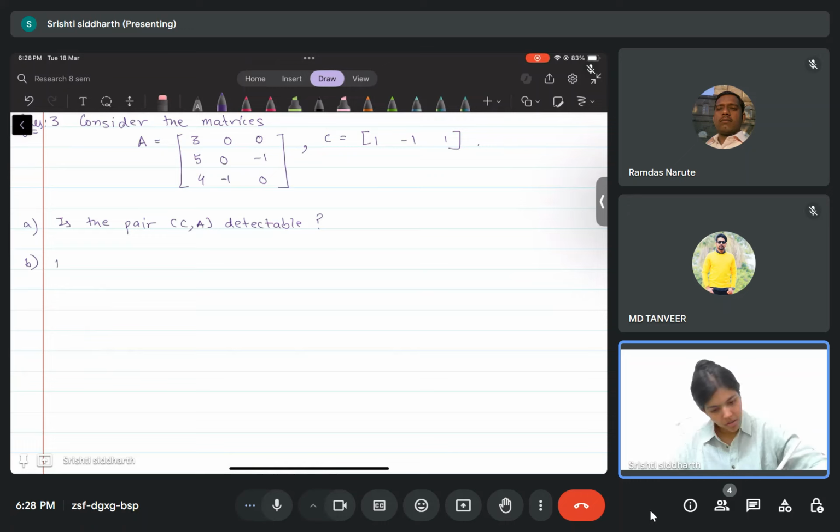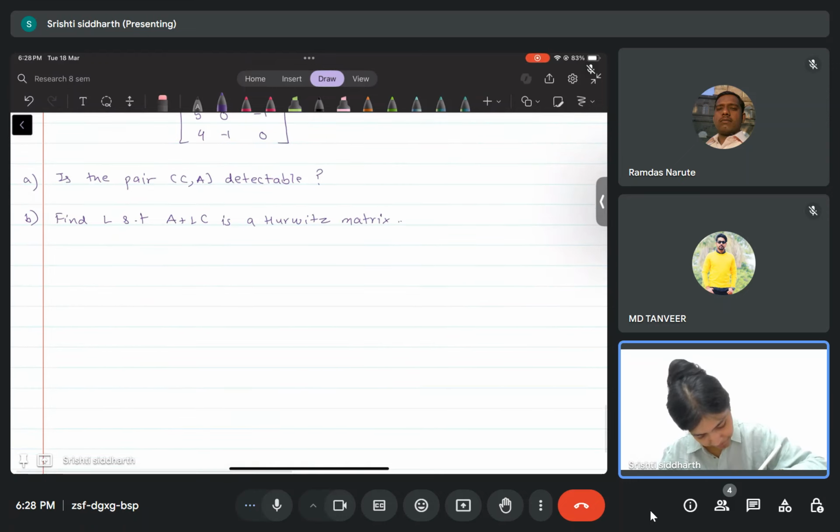The second is to find the gain matrix L such that A plus LC is a Hurwitz matrix. So we can also have another question which asks us to find the gain matrix L such that A plus LC has some desired eigenvalues. But in this part, we just need A plus LC to be a Hurwitz matrix. Alright, so the first question is simple. We have to use the PBH test for detectability. So for that, we need the eigenvalues of A.